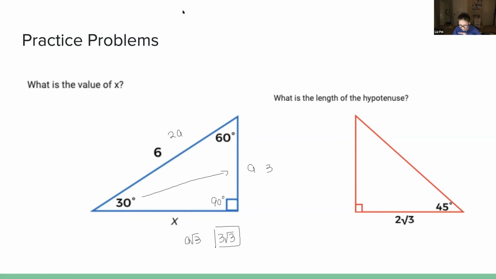For the next one, this is a 45, 45, 90, because here we have 45 degrees. For a 45, 45, 90, we know that the 2 legs are the same, so this is also 2 root 3. If this is A, then the hypotenuse is A square root 2. So we do 2 root 3 times square root 2, which is 2 root 6. And that'll be our answer.